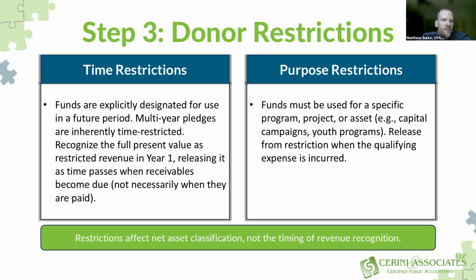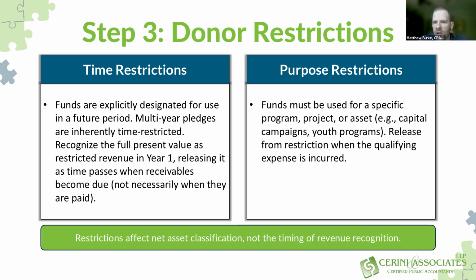Time restrictions are when funds are explicitly designated for future use in a different period. Multi-year pledges are inherently time restricted. So if we have a 5-year pledge, $100,000 a year, you're picking up $500,000 of revenue upfront, but the parts that are not to be collected yet are considered time restrictions for use in future years. It's worth noting that releases of these restrictions for time take place when they become due, not necessarily when they're collected.